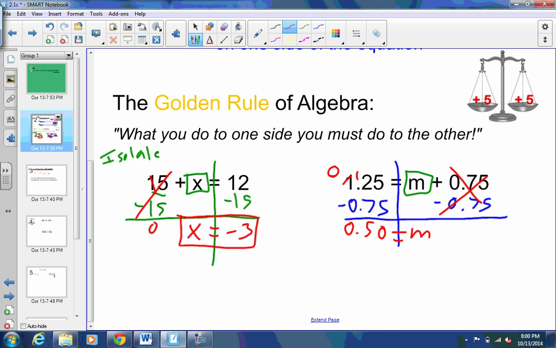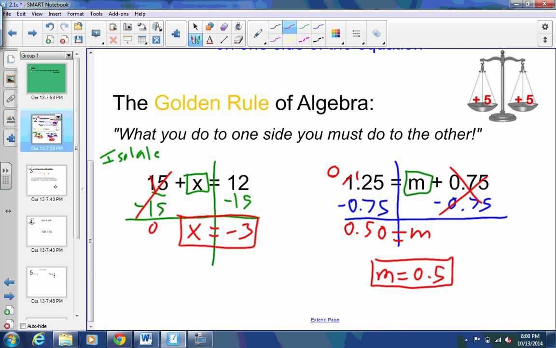So m equals 0.50, or m equals 0.5. Again, that variable is isolated. We have solved for m. For both of these, we used the subtraction property of equality.